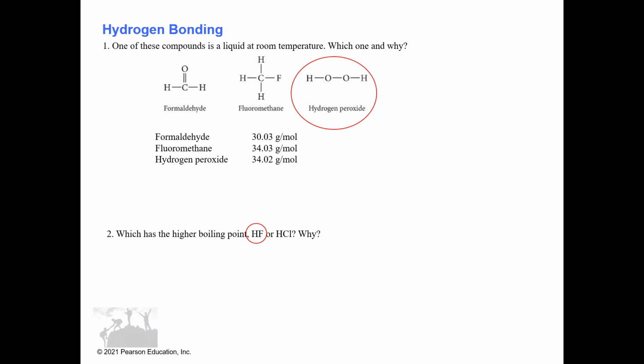Okay, so HF would have the higher boiling point. Yes, it's true that chlorine has a higher molar mass compared to fluorine, but HF exhibits hydrogen bonding. So that causes it to have a higher boiling point than HCl.